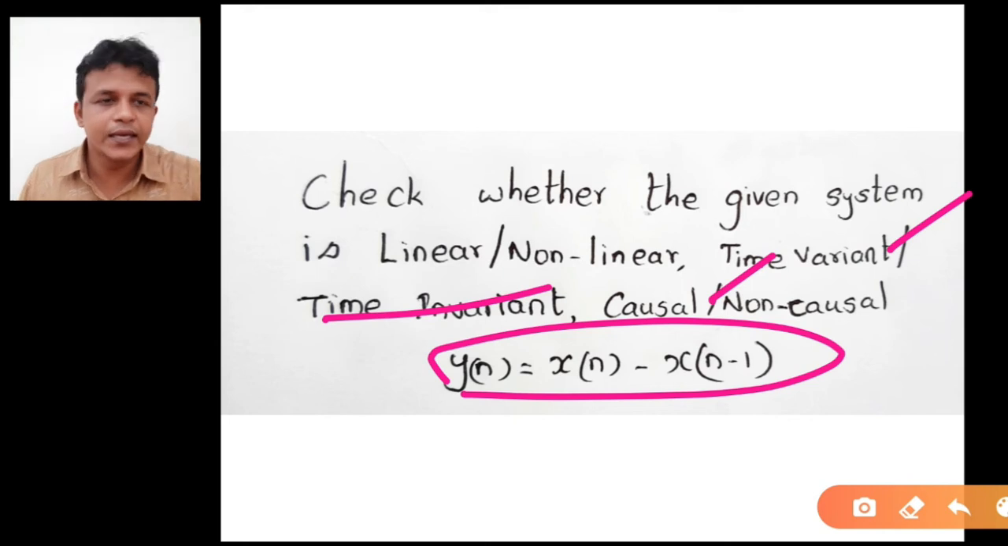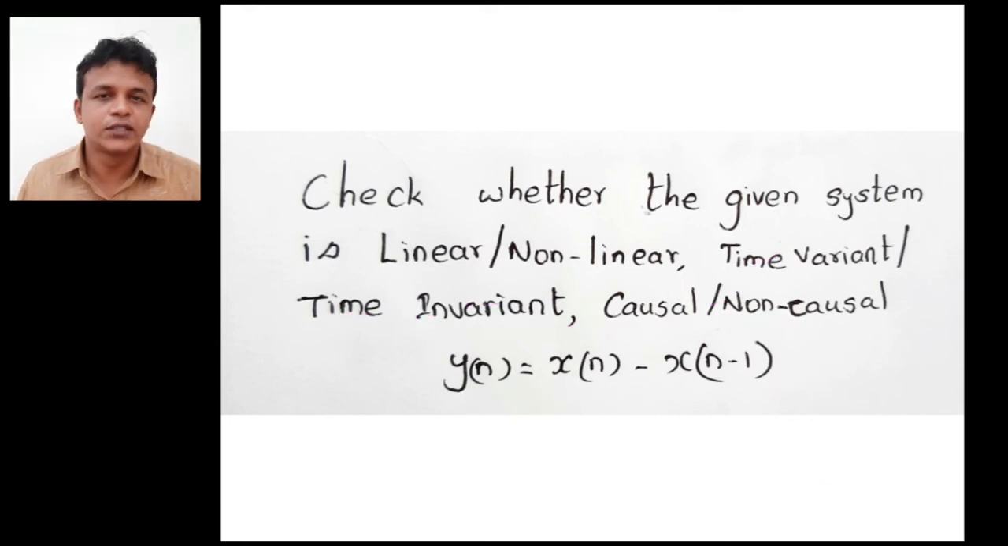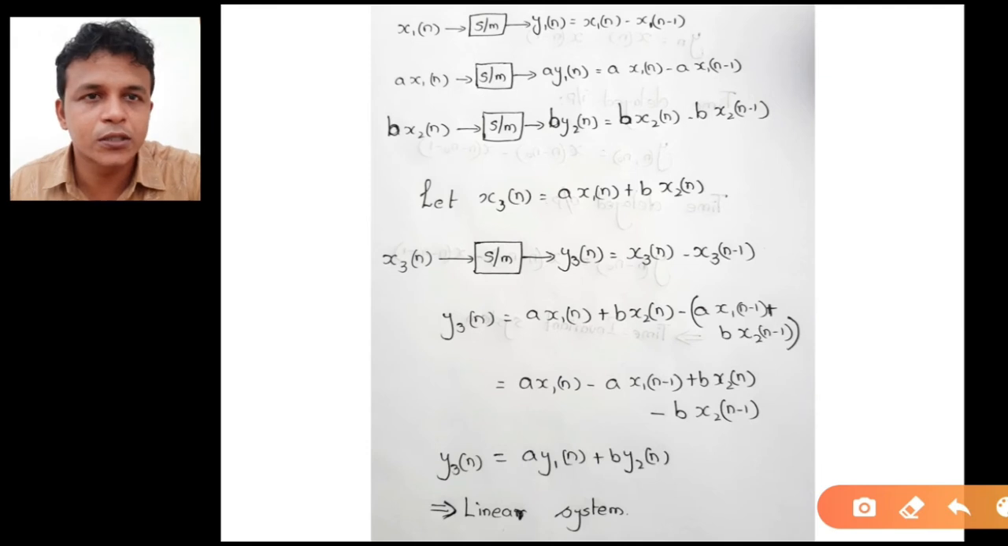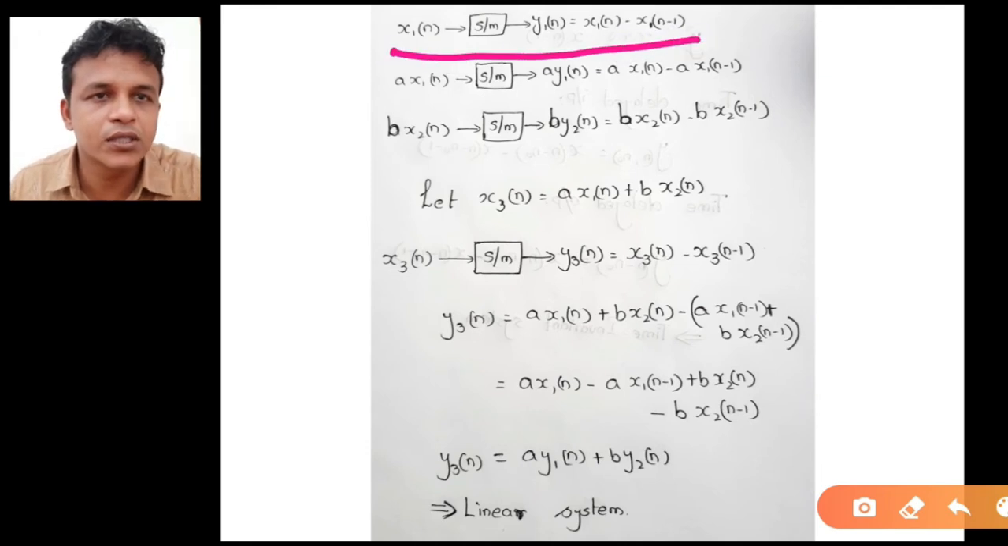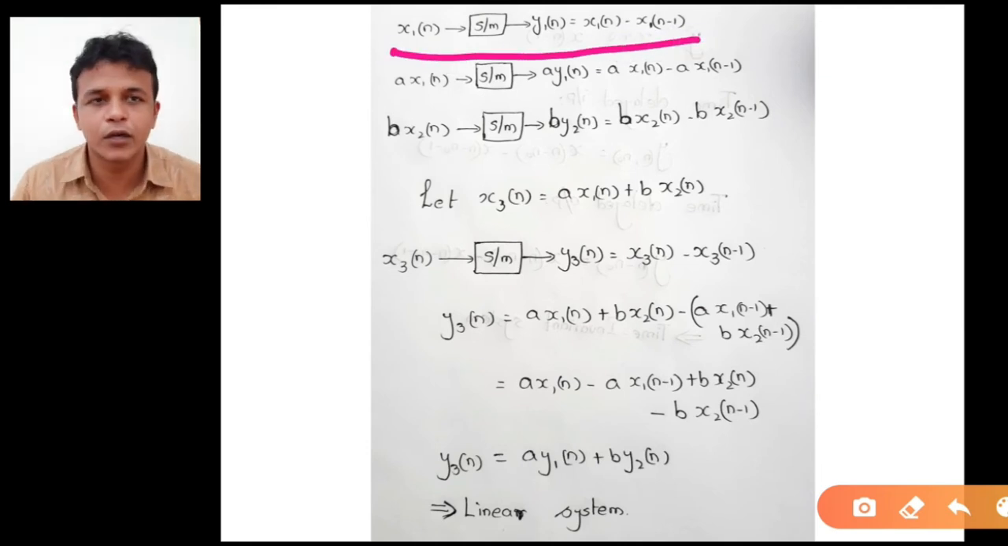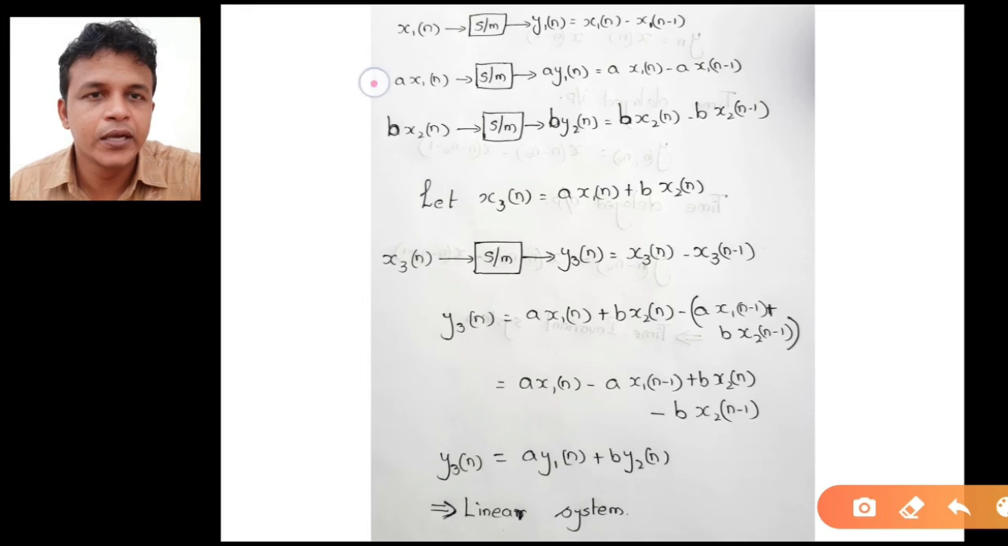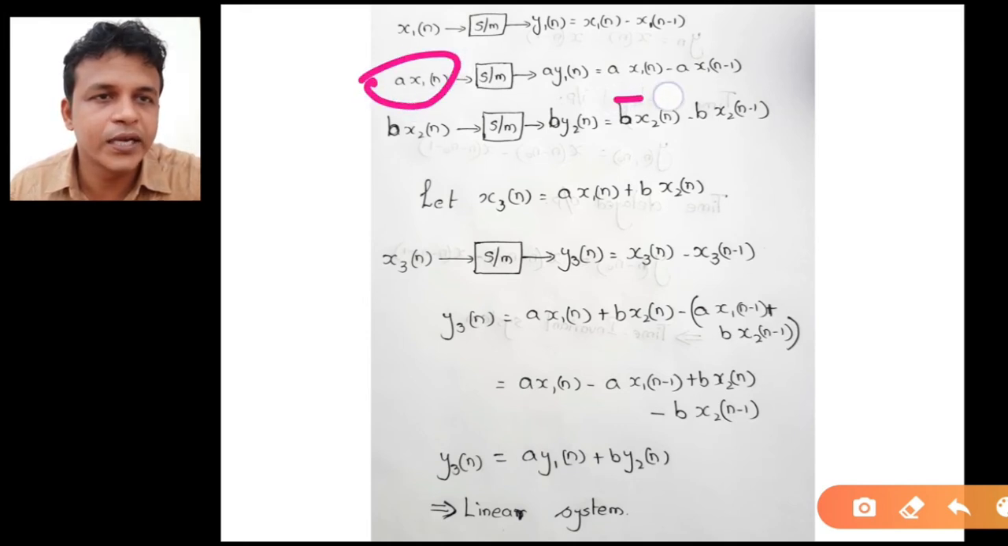Then linearity and non-linearity, we have to check the homogeneity principle and also the additivity principle, that means the superposition principle. So, when we give x1 of n as the input, we will be getting the output y1 of n equal to x1 of n minus x1 of n minus 1. When we weight the input by a factor a, we give a into x1 of n as the input to the same system. We will be getting the output as a into x1 of n minus a into x1 of n minus 1.